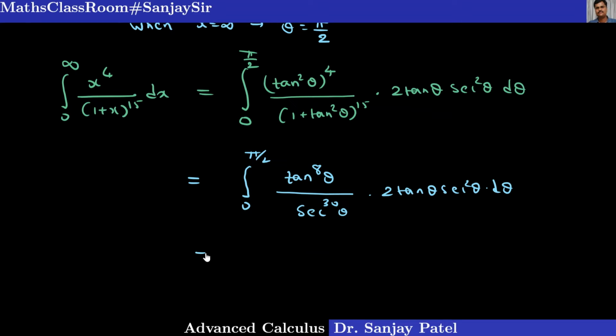So what I will get is 2 times integral 0 to pi by 2. Okay, this 2 I am taking here outside of the integral sign. Then tan raised to 9 theta, and this upon sec raised to 32, or I can write sec raised to 28 theta. This one sec square will be cancelled into d theta.